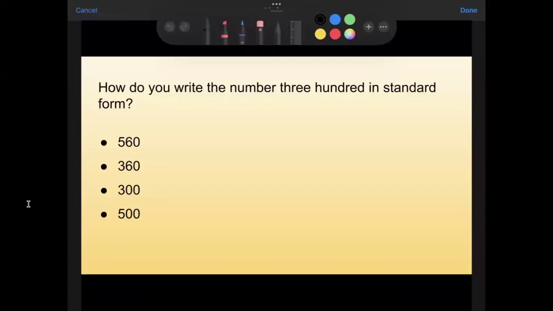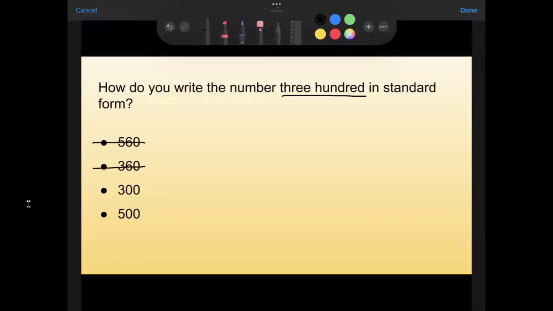The first one is, how do you write the number 300 in standard form? So we're going to just zero in right here where it says 300 as our number. Okay, so we're basically looking through the list, finding a number that has 300s and nothing else because nothing else is given to us. So it would definitely not be this one because that's got 500s. The second choice has 300s, but it also has a 60, and there was no 60 mentioned in the word form. So we're going to cross that one off.